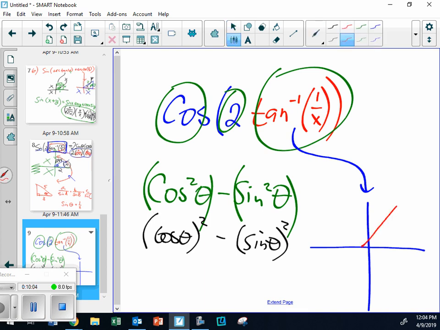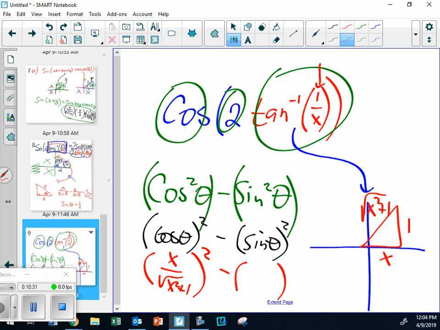And we put it right here because of where inverse tangent is allowed, and because we don't know if it's positive or negative because there's a variable in it, we always default to the first quadrant. So tangent is TOA, opposite over adjacent, and this side will be square root of x squared plus 1. So then, what is the cosine of it? The cosine of it is x over square root of x squared plus 1 squared minus the sine of it, which is 1 over square root of x squared plus 1 squared.